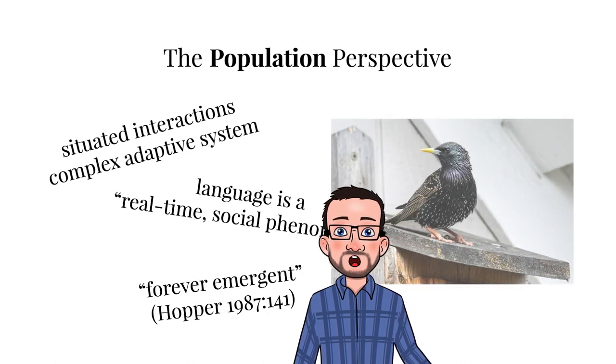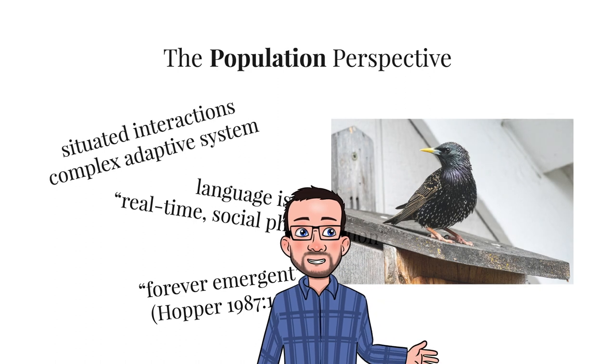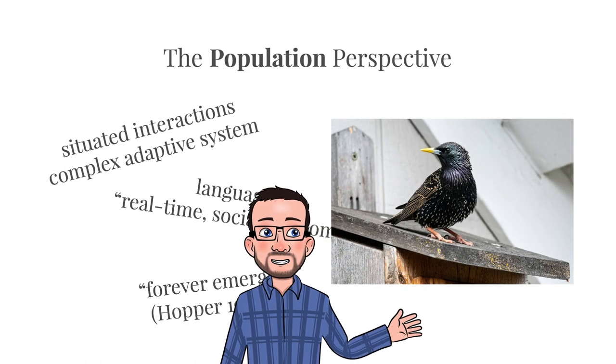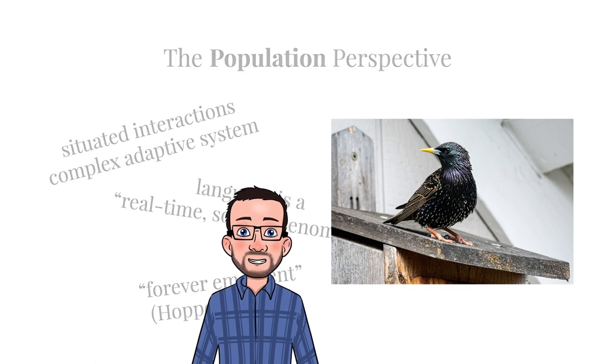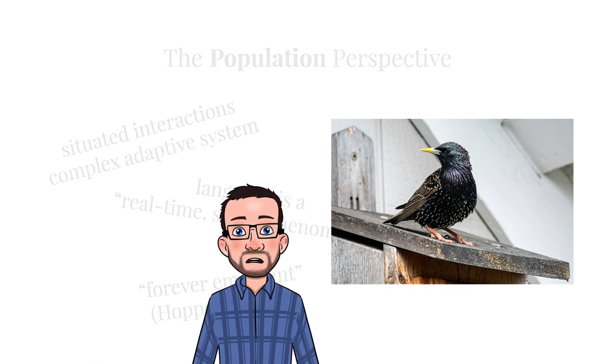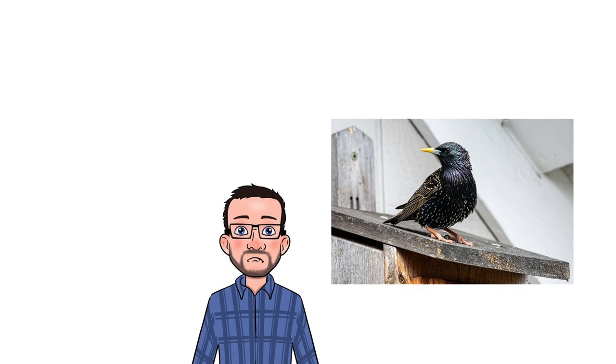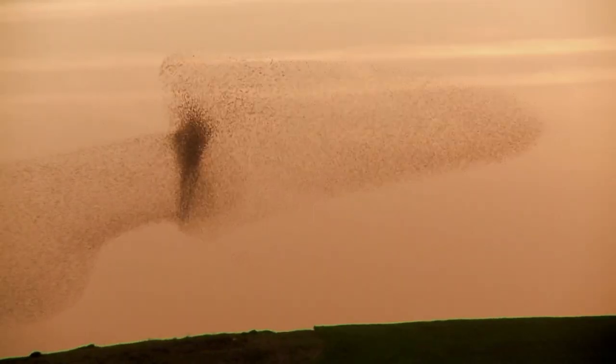What does it mean for a language to be emergent? Let's take a look at this beautiful little bird, a starling. You can learn a lot about this bird by observing it closely, but something truly magical happens when it is joined by hundreds of other starlings in what is called a murmuration of starlings. And you can see that happening here.